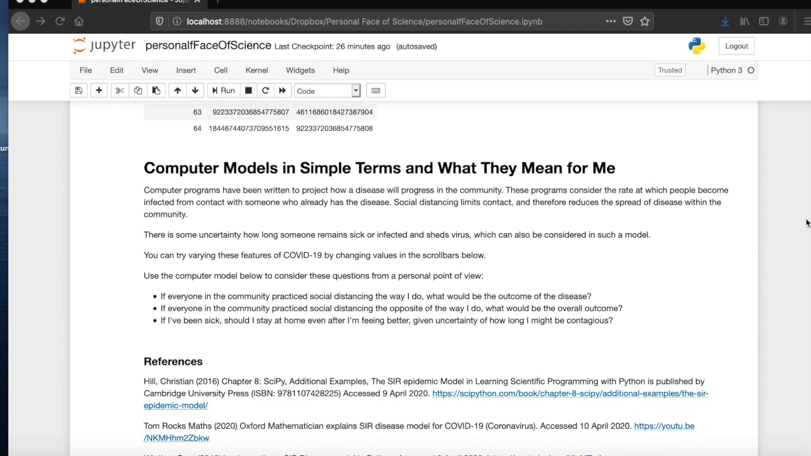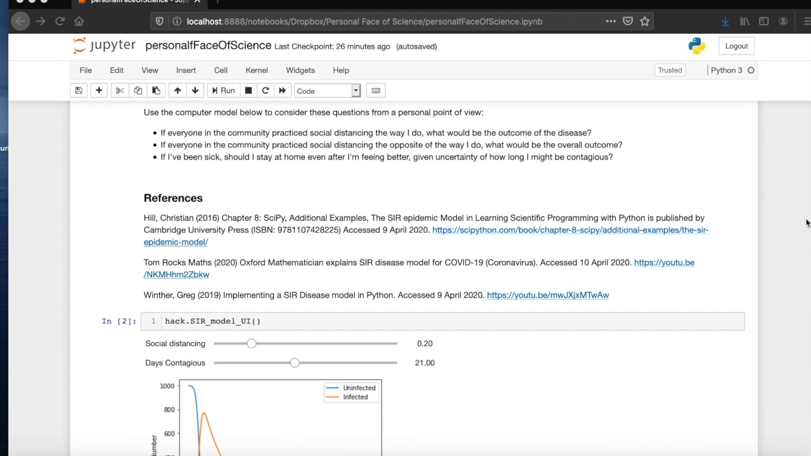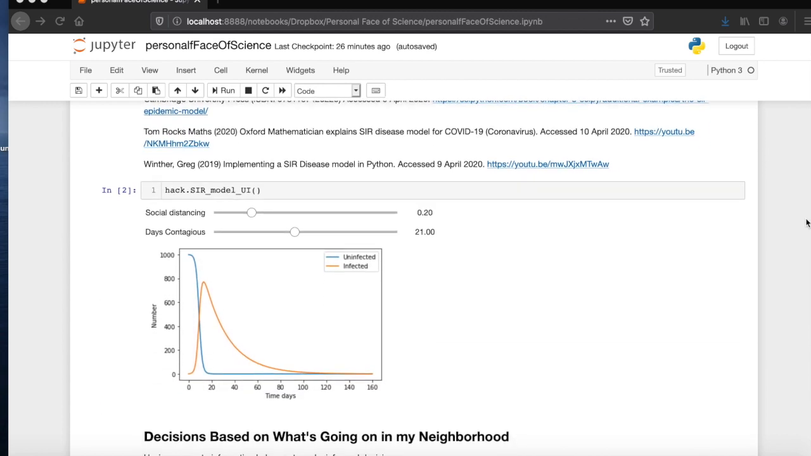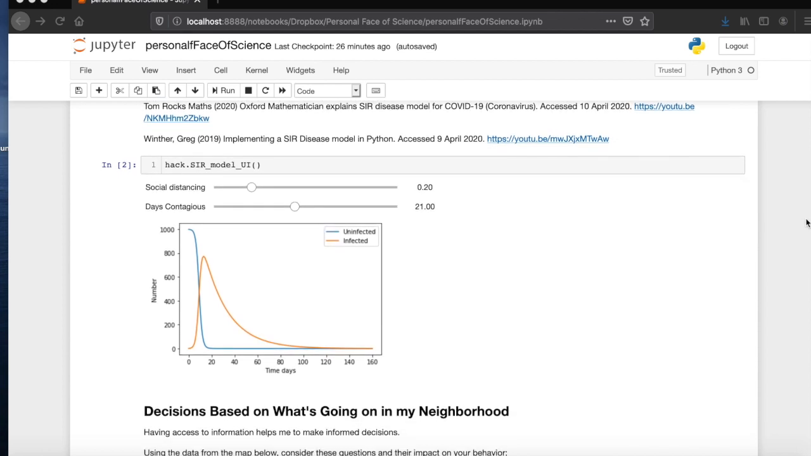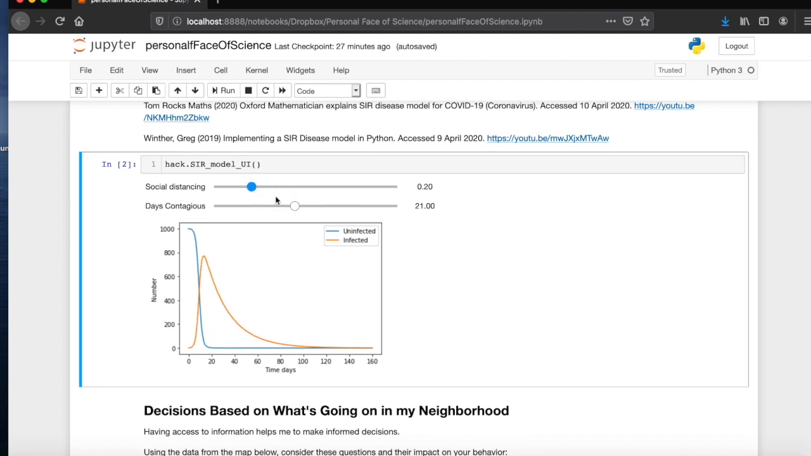The page also has a computer model based on the susceptible infected removed model that's often been used to describe infectious diseases. Here, though, we enable the user to pose important questions in a personal context. If everyone practiced social distancing the way I do, what would be the impact on the community? Similarly, if everyone practiced social distancing the opposite of the way I do, what would be the impact on the community? What are the decisions that an individual should make based on how long the disease might be infectious and passed on to others?